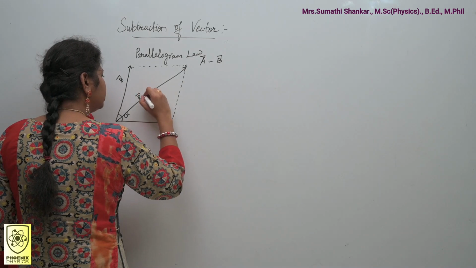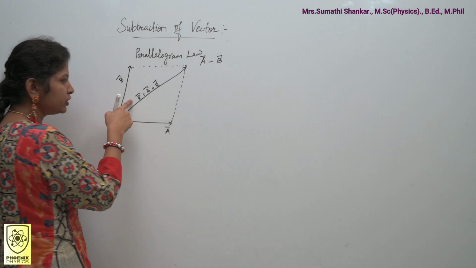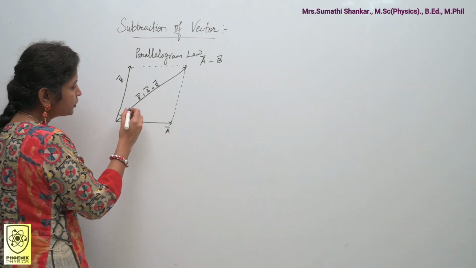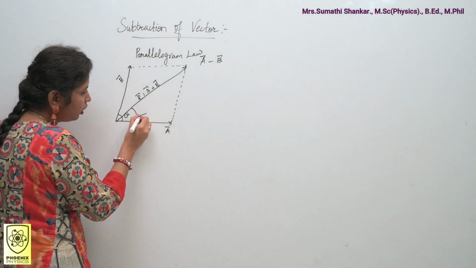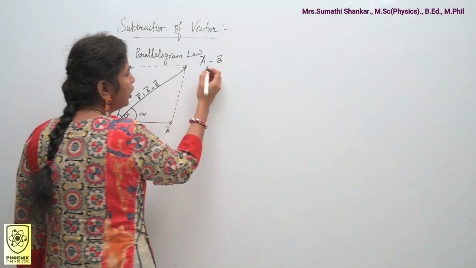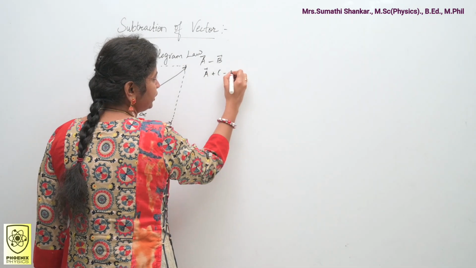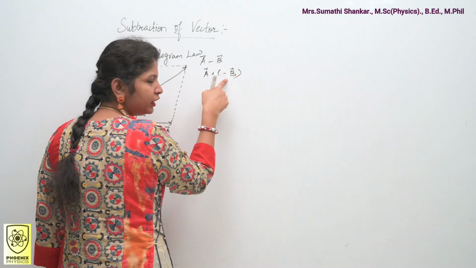R is equal to A plus B. And this resultant vector makes an angle alpha with the A vector. We are going to do subtraction. How do you write A minus B? You can write it like this, A plus minus B. So this is my negative vector.